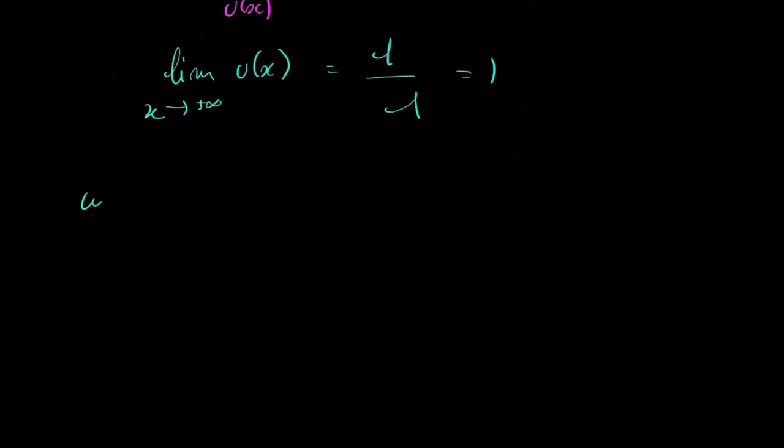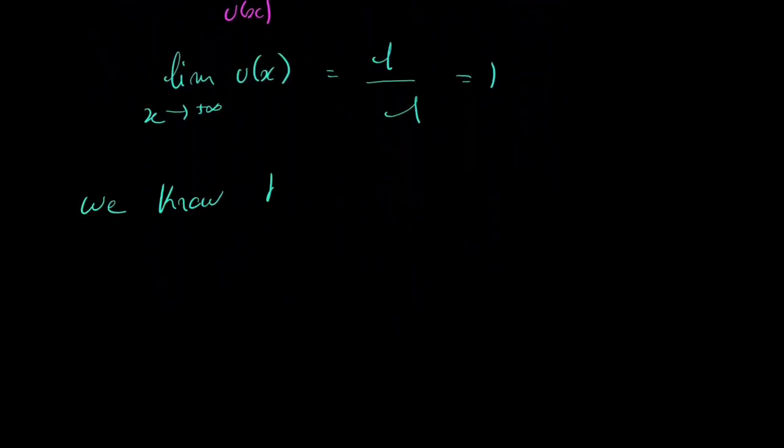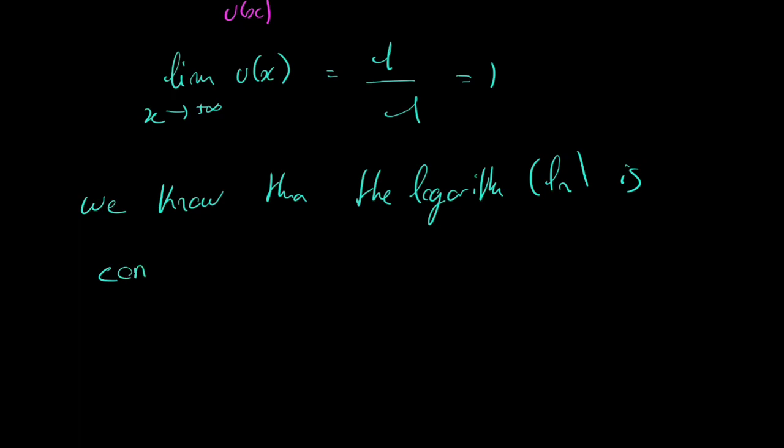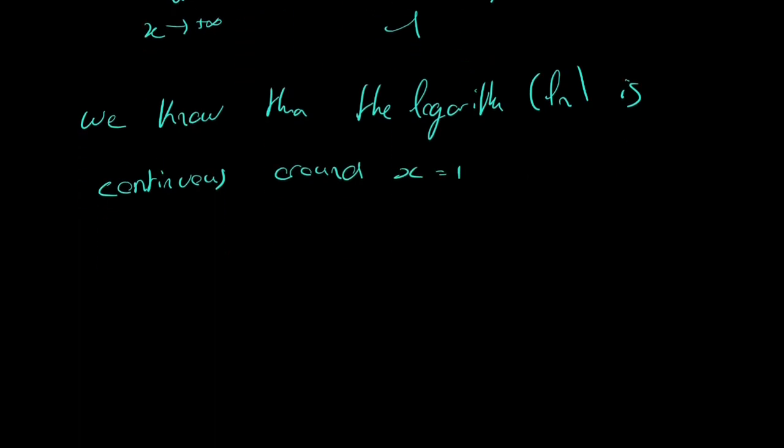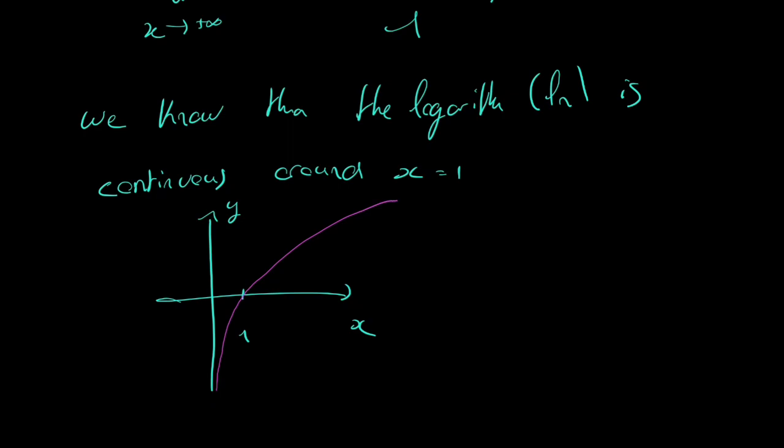But now we know that the logarithm ln is continuous. This is very important. Continuous around x equal to 1. We can do the graph again if you do not remember it. This is y, this is x. Around 1, we've got our logarithm that goes to 0, for all logarithms, especially for ln of x.